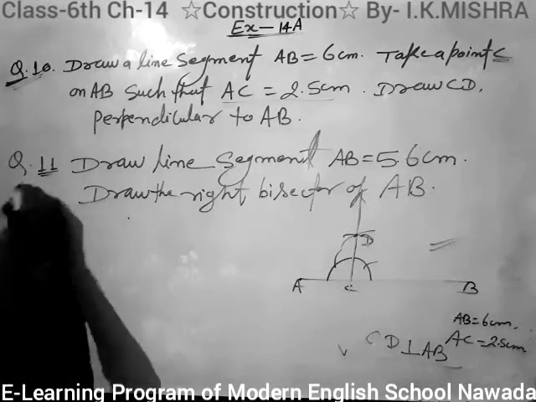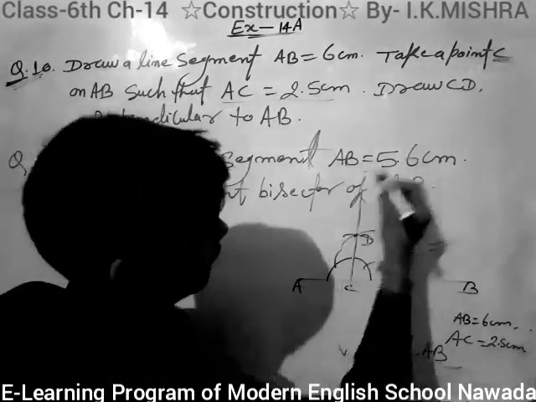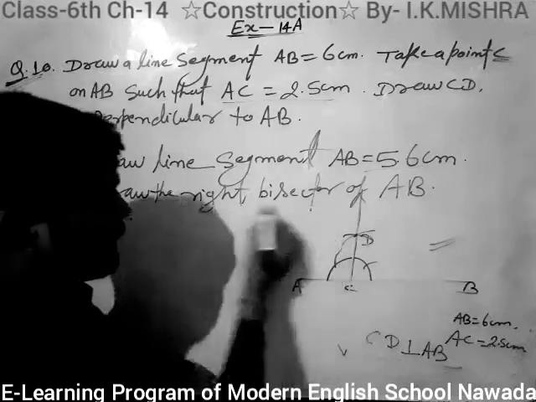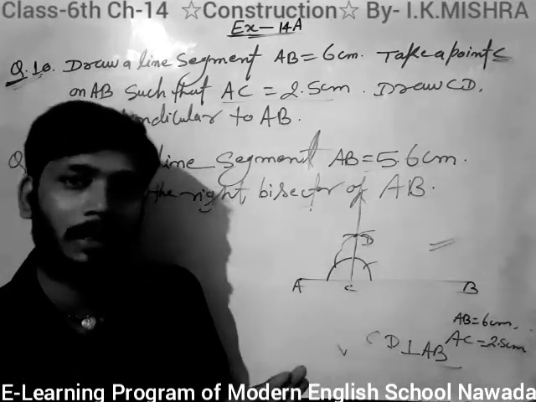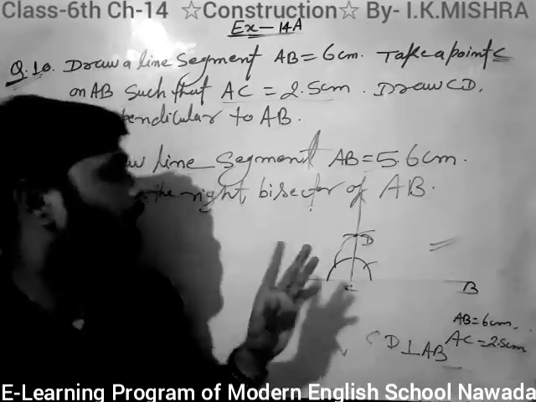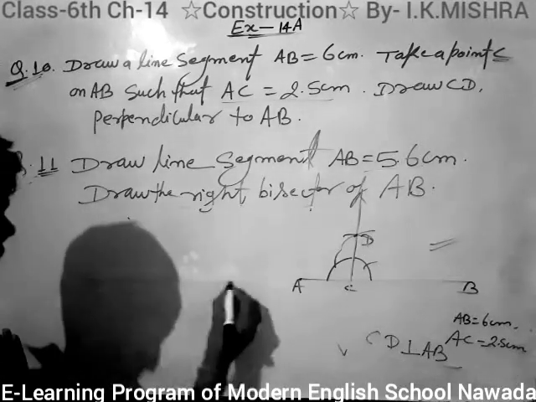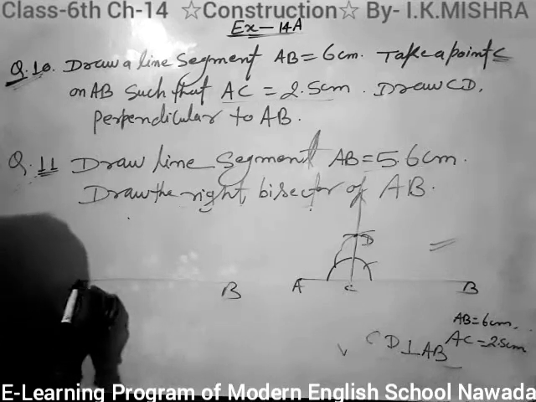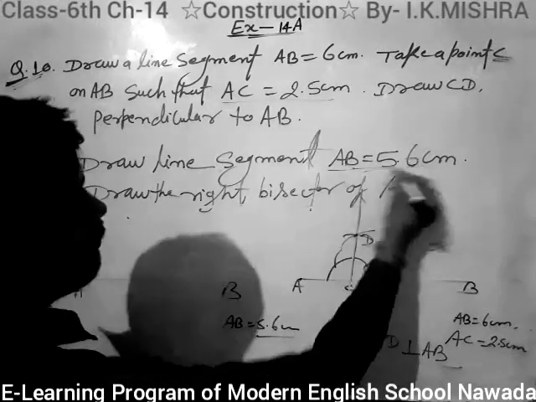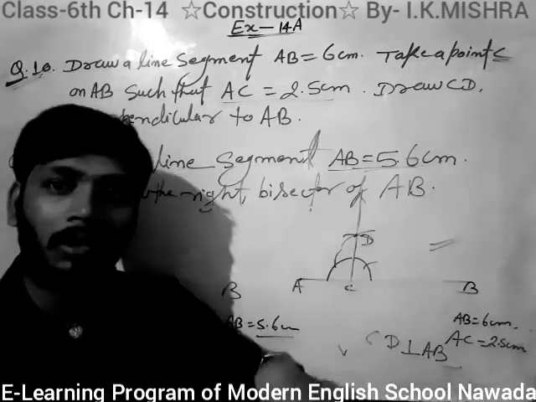Now students, proceed to question number 11. It's so simple. Draw a line segment AB equal to 5.6 cm and draw the right bisector. Students, what is a right bisector? That means perpendicular bisector. This type of question is already done in question numbers 1 or 2. A similar method you can use here. First of all, draw a line AB equal to 5.6 cm, and draw a right bisector.